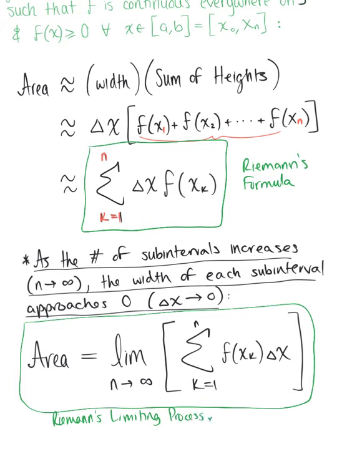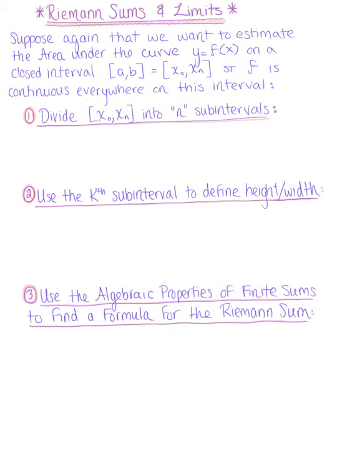So it's important to note before we go ahead and look at examples that we're going to need to consider what's going on in that kth subinterval. All right, so here we go. Let's suppose again that we want to estimate the area under the curve y equals f of x on a closed interval where x is greater than or equal to a, less than or equal to b, such that f is continuous everywhere on this interval. So, just as we did before, the first thing that we want to do is divide this interval into n subintervals. And we're pros at this now.